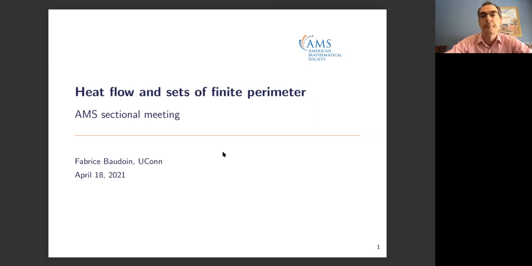So the purpose of the talk will be to introduce some ideas which are related to sets of finite perimeter and associated theory of bounded variation functions. So this is a theory I've actually been interested in relatively recently.